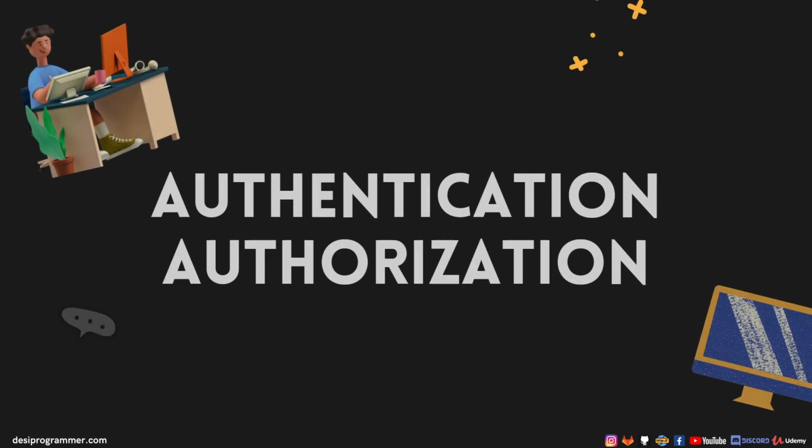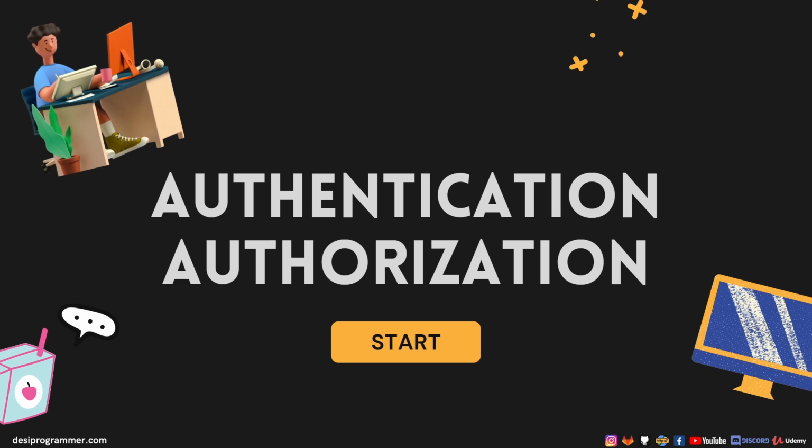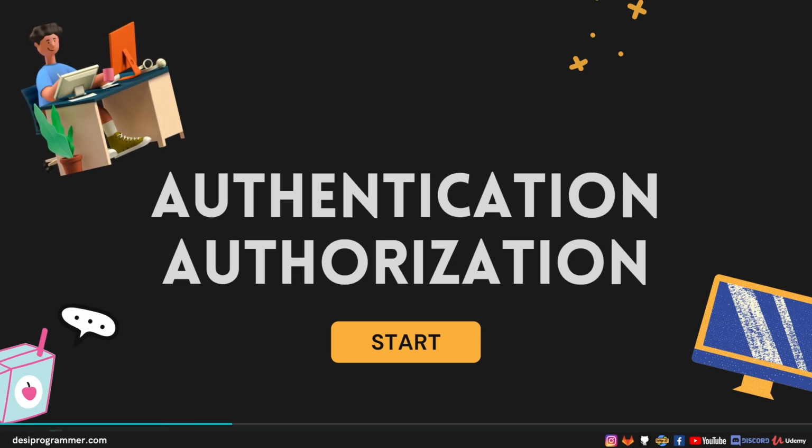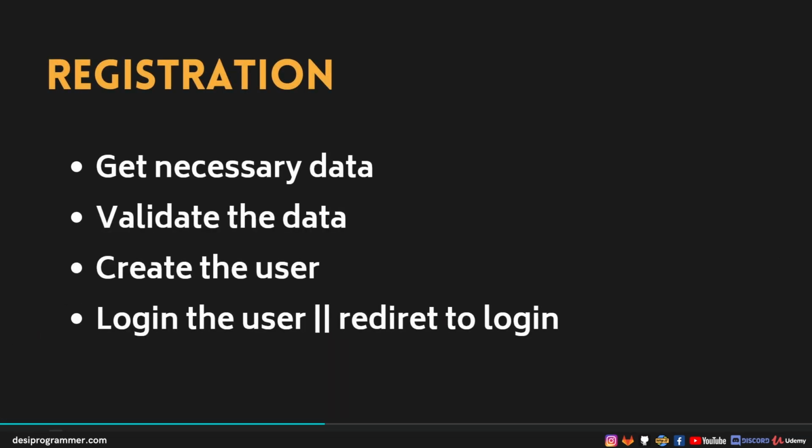Well, we are going to talk about authentication and authorization in just a couple of slides to make sure that you understand what you want to do right here. First thing that I want to do is registration. The process is simple. We will get all the necessary data. We will validate the data. We will create a user and then we will simply log in the user, or what some websites do is that they redirect to login with the currently created credentials.